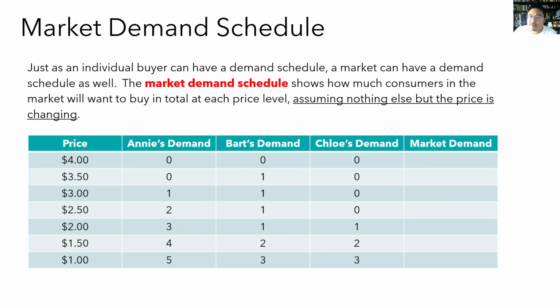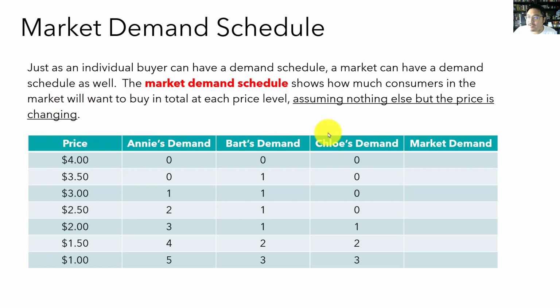So just as an individual buyer can have a demand schedule, the market as a whole can have a demand schedule as well, right? And so the market demand schedule is just going to show how much consumers in the market as a whole are going to want to buy in total at each price level. Again, assuming nothing else but the price is changing, all right?